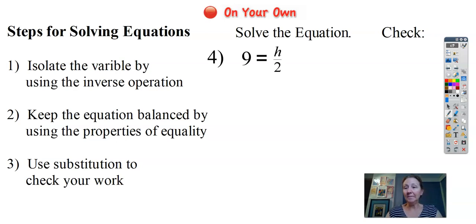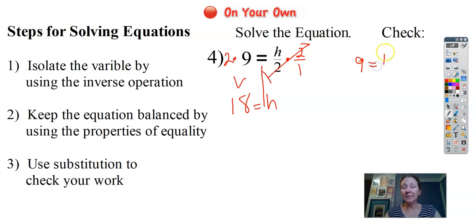Okay, last one. Draw the balance scale. Look at the side with the variable. The opposite of dividing by 2 is multiplying by 2. Multiply by 2. Over here, I get 18. This cancels out to 1. 18 equals H. I check it. 9 equals 18 divided by 2. Yes. 9 equals 9. Check.